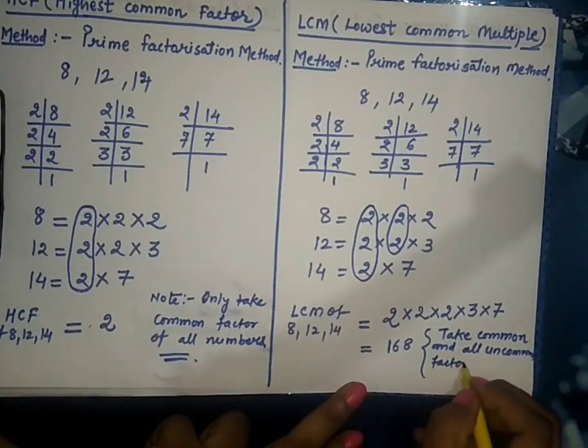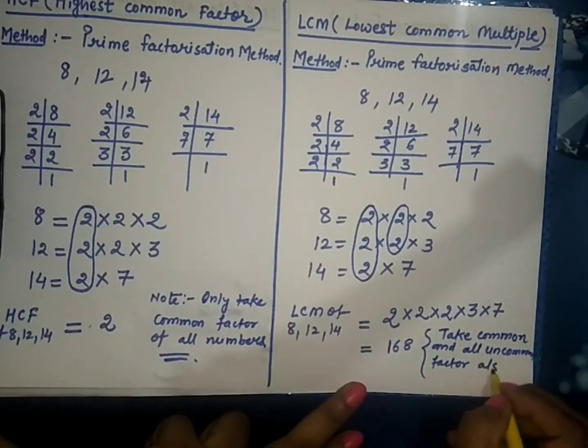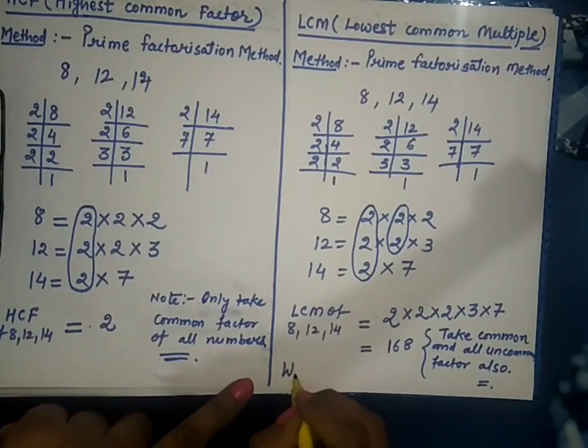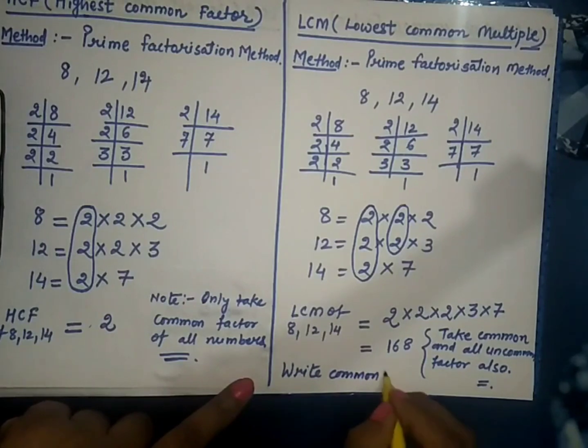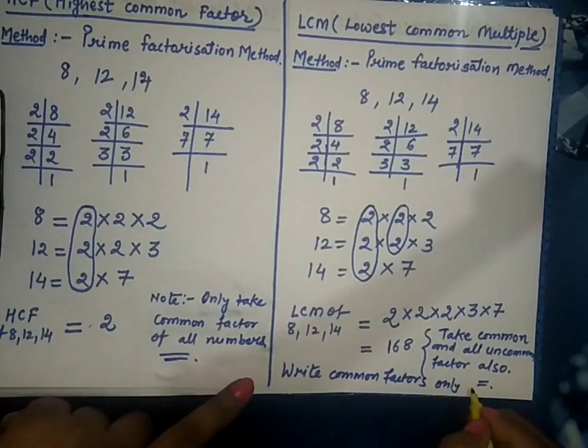One more important point is, we write the repeated factors only once while writing in the form of multiplication. So here we can write common factors only once.